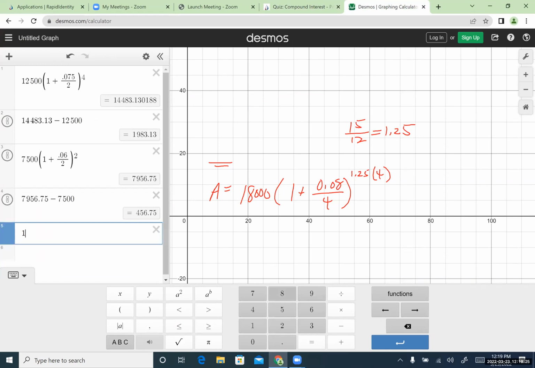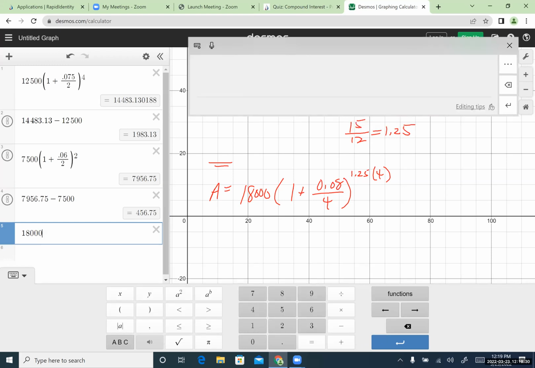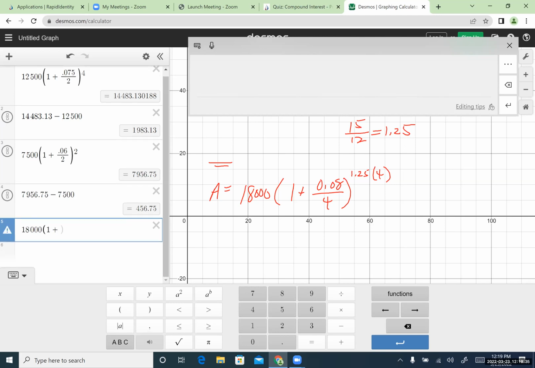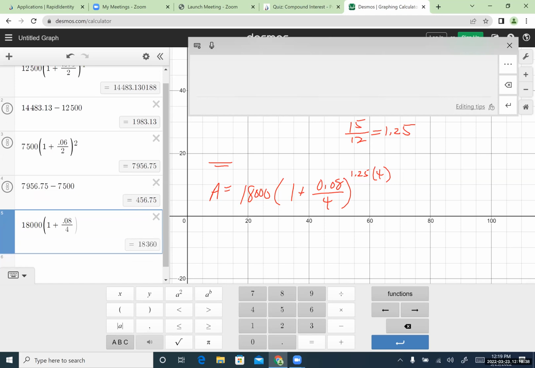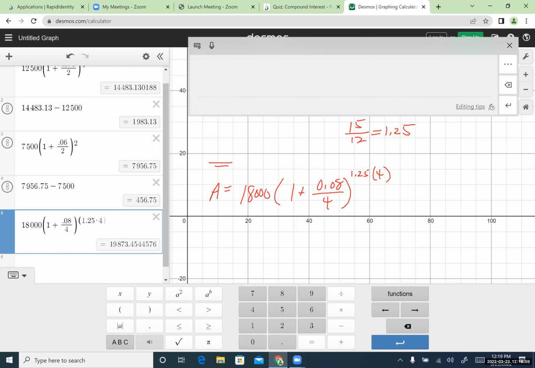So 18,000, parenthesis 1 plus 0.08 divided by 4, raised to the 1.25 times 4. Yeah, it doesn't want to do that. And I better put parentheses around my exponent to make sure it puts them in the right place. 19,873.45.